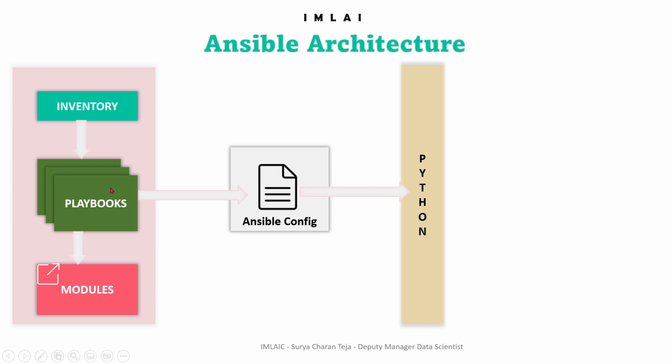Inventory, then playbook. Inside the playbook you mention the modules that you want to execute in the machines which are mentioned in the inventory, and you pass this playbook to the Ansible config. Then this Ansible application will convert this playbook into Python scripts and Python packages. Then we'll see what's going to happen.